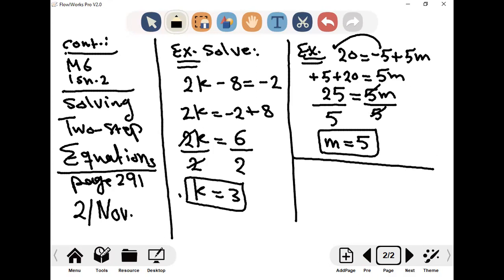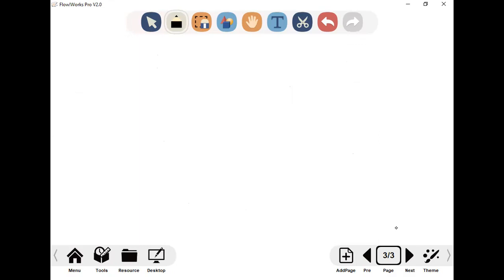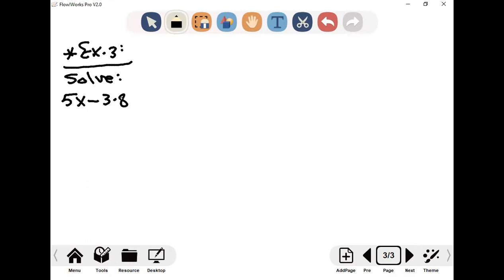Let's go to example 3 on page 291. Solve 5x minus 3.8 equal negative 6.4, right? Now we have the same idea here, but with decimals, right?